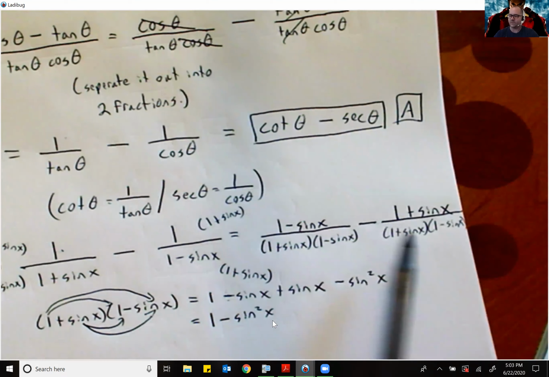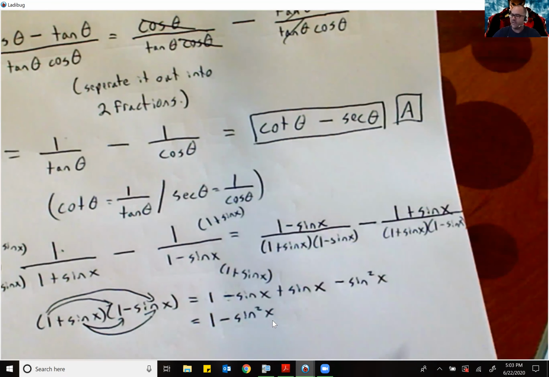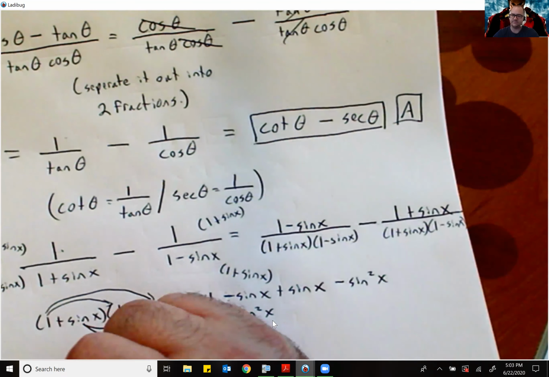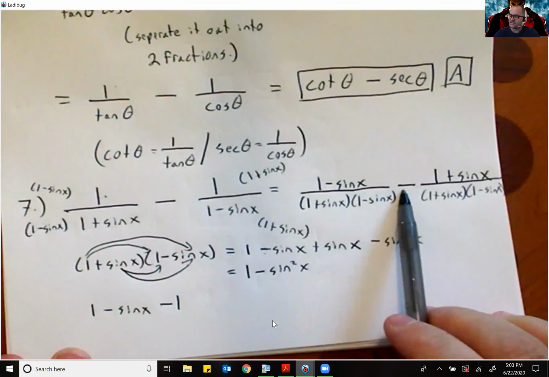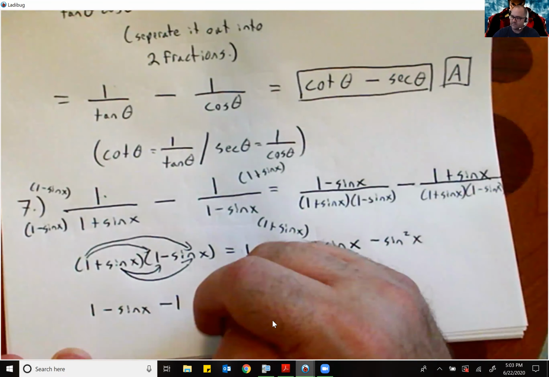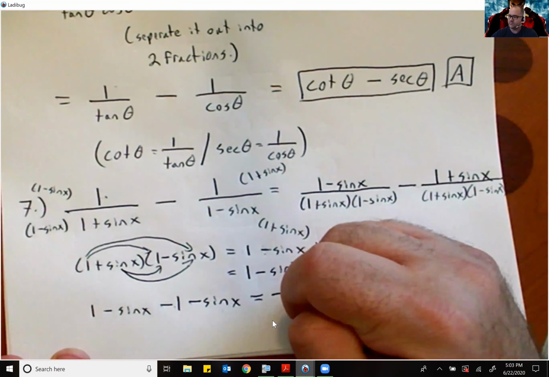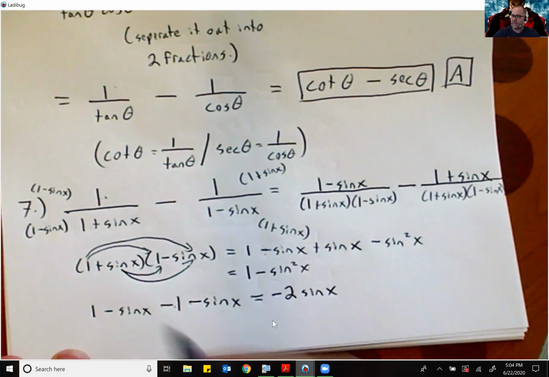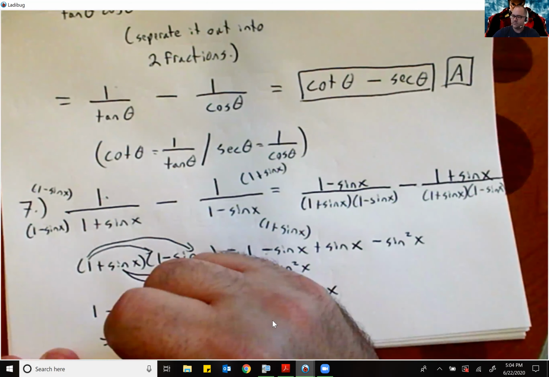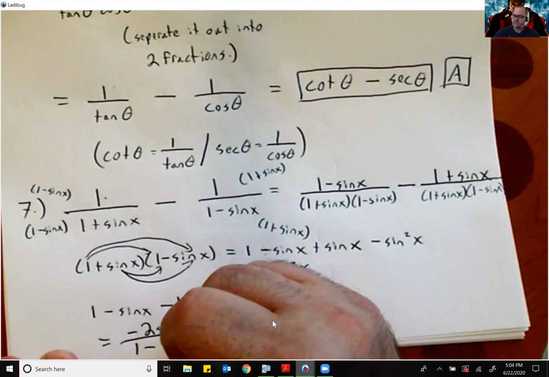In the numerator, you combine like terms. Be careful of this because the minus switches all of these signs. So what we have there is 1 minus sine x. A negative turns that positive 1 into a negative 1, and a negative turns that positive sine x into a negative sine x. So my numerator, 1 minus 1 is 0. Negative sine x minus sine x is negative 2 sine x. So here's my new denominator. Here's my new numerator. So we have negative 2 sine x all over 1 minus sine squared x.